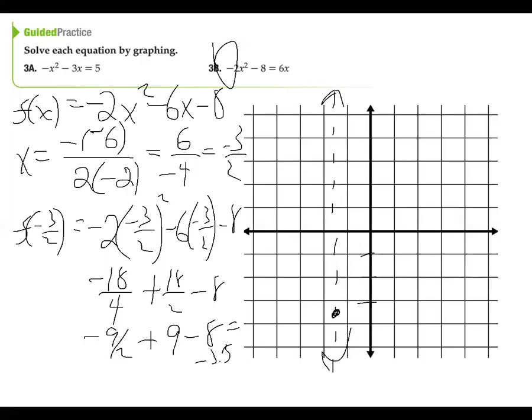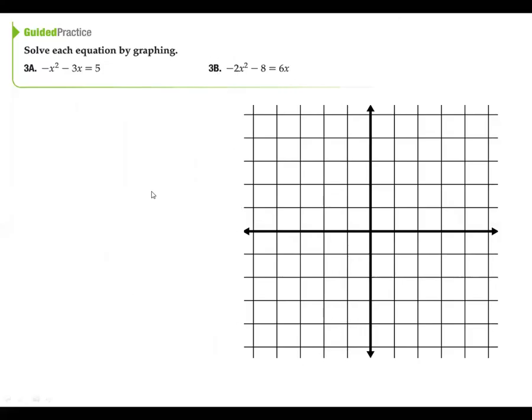Since the leading coefficient is negative, I know it's going to open downwards, so there's not going to be any solution, because if the parabola's vertex is below the x-axis and it opens downward, there's no chance it's going to cross the x-axis. Okay, so there's no solution there.